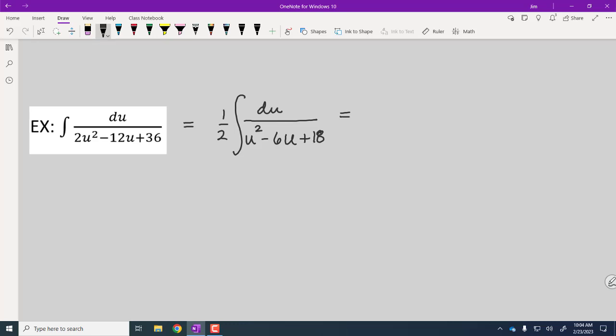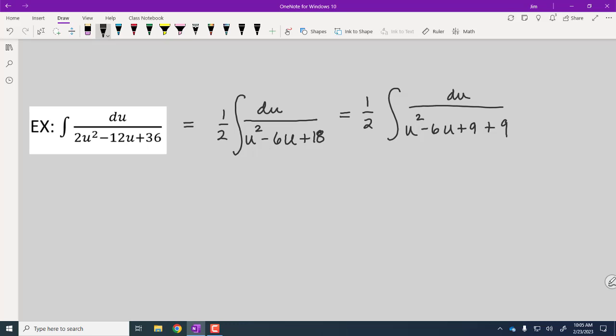And then when we go to do our completing the square here, we take, again, the coefficient of the linear term, right there. Divide by 2 and square it. We're going to get a 9. So we're going to borrow 9 from the 18. So we have that.